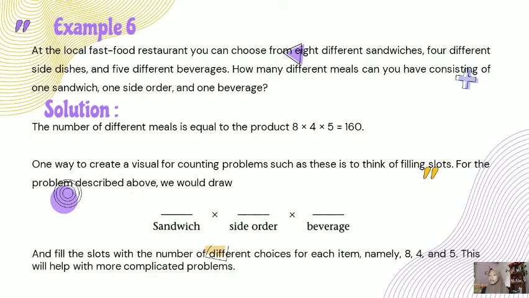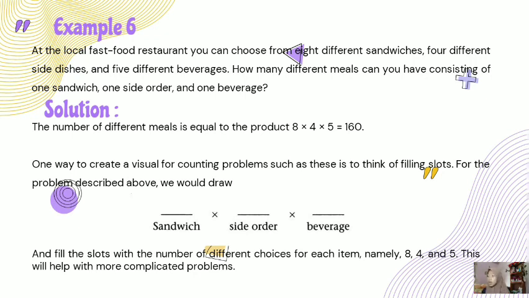And the next and the last, example 6. At the local fast food restaurant, you can choose from 8 different sandwiches, 4 different side dishes, and 5 different beverages. How many different meals can you have consisting of 1 sandwich, 1 side order, and 1 beverage? And so the solution: the number of different meals is equal to the product 8 times 4 times 5 equals 160.